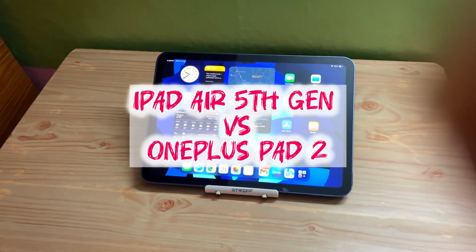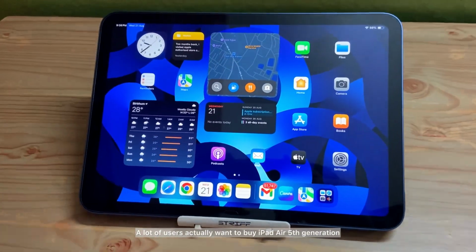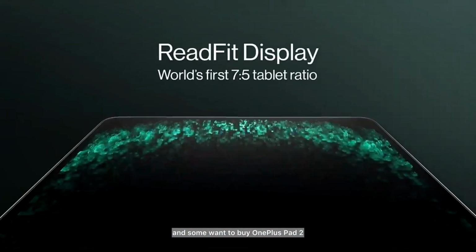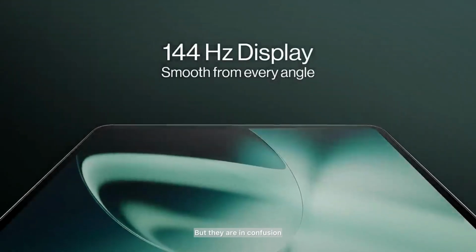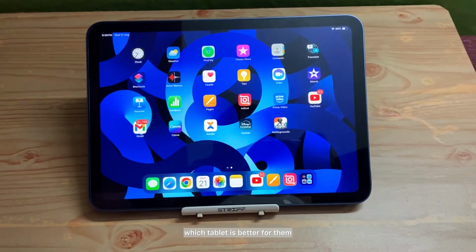Hello viewers. A lot of users actually want to buy iPad Air 5th generation and some want to buy OnePlus Pad 2, but they are in confusion which tablet is better for them.